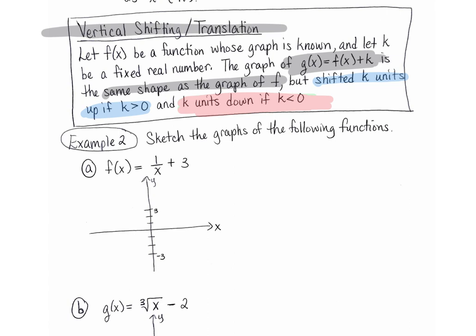So, example 2, we want to sketch the graphs of the following functions. One function I didn't ask you about, but you reviewed in 4.4 as well, was 1 over x. So Ashton drew the graph of 1 over x earlier whenever we were talking about the square root of x.